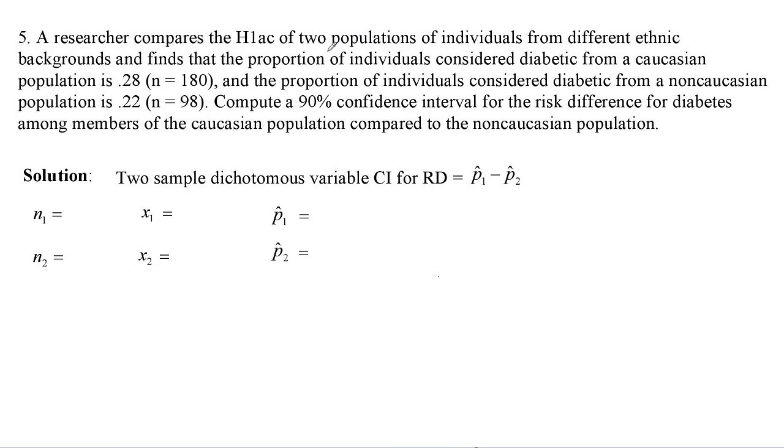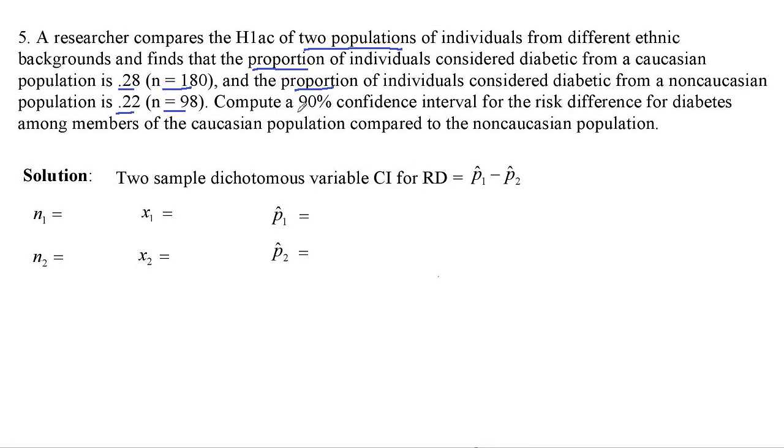Here in problem number 5, we have a researcher who is comparing hemoglobin A1C levels in two populations of individuals from different ethnic backgrounds. They find that the proportion considered diabetic from the Caucasian population is 0.28 with N equal to 180, and the proportion diabetic from the non-Caucasian population is 0.22 with a sample size of N equal to 98.